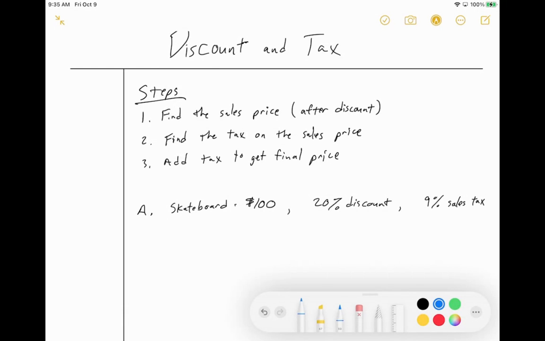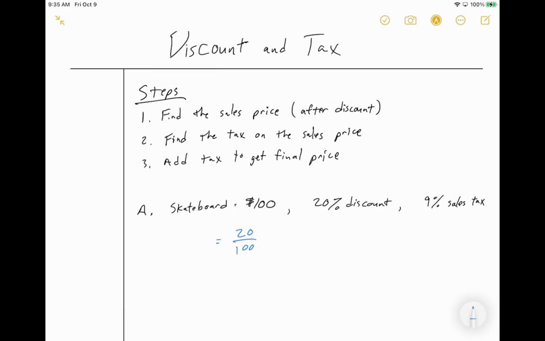I'm going to say 20 over 100 is equal to P over 100 also. Cross multiply and solve, and I get 100P is equal to 2000, so P is equal to 20. This is my discount. We've done that, right? We did that on Monday and Tuesday.